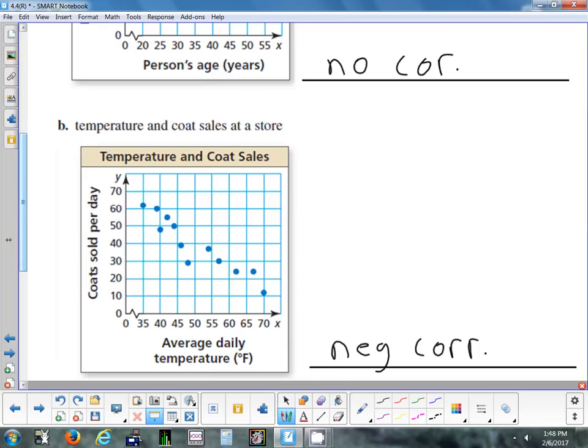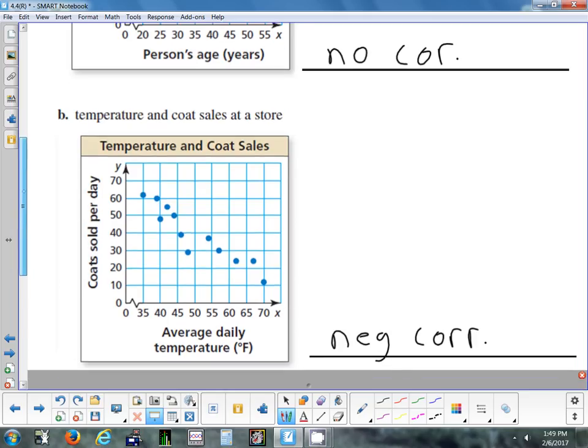Kyle? Yeah, you could say that a couple ways. As the temperature goes down, as it gets colder, the amount of coats bought goes up. Or you could say as the temperature gets warmer, the amount of coats people buy goes down. Okay? So that's what the negative correlation means in this case. Sometimes you'll have to explain that, like we just did.